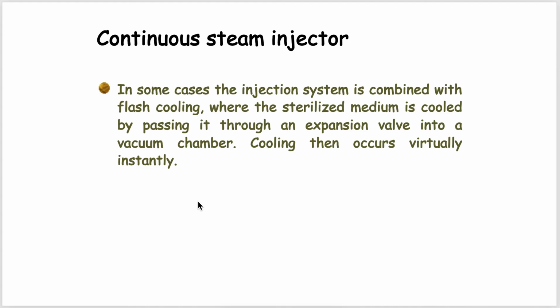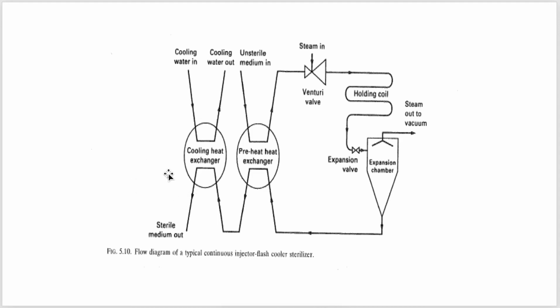We already know that in the case of a continuous sterilizer, two heat exchangers are used to cool the media. However, in this kind of design we can add an additional step which can cause flash cooling of the media. So let's see how it is done. This is a flow diagram of a typical continuous injector flash cooler sterilizer. These two are the heat exchangers.